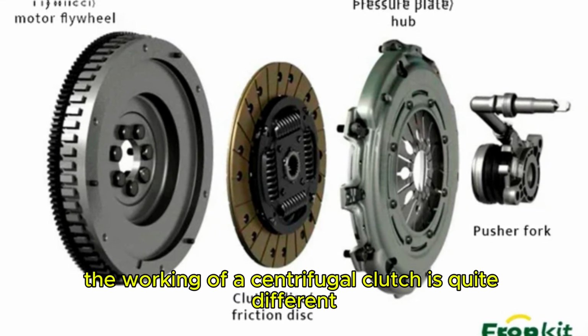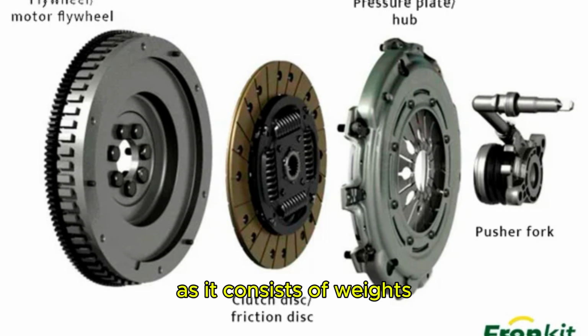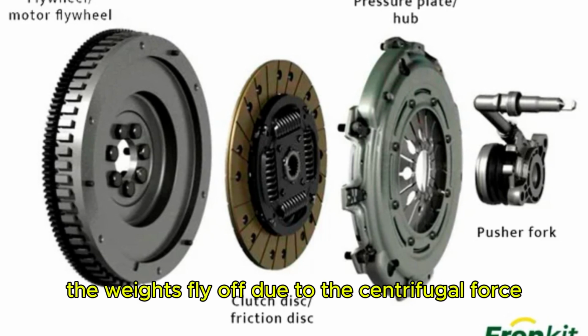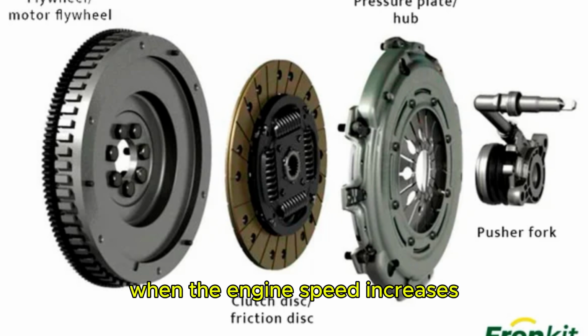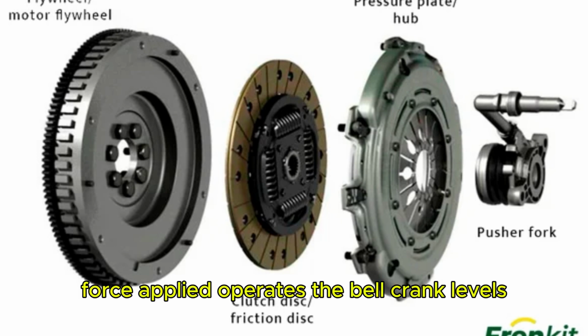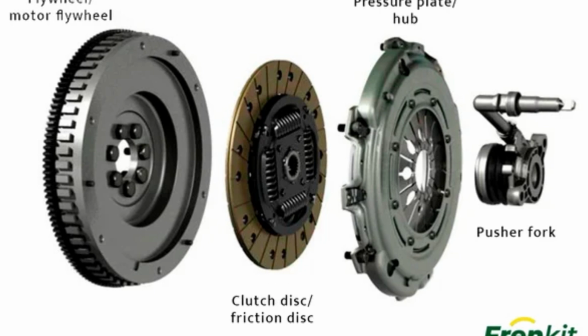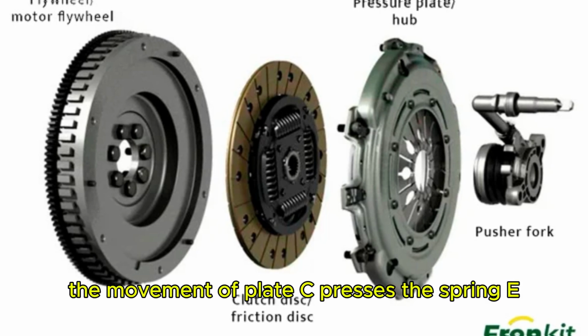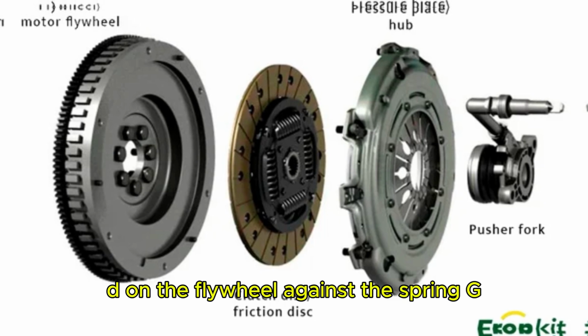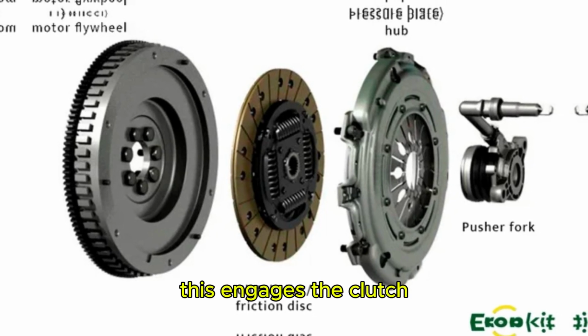The working of a centrifugal clutch is quite different as it consists of weights A pivoted at B. The weights fly off due to the centrifugal force when the engine speed increases. The centrifugal force applied operates the bell crank levers, which press plate C. The movement of plate C presses the spring E, which in turn presses the clutch plate D on the flywheel against the spring G. This engages the clutch.